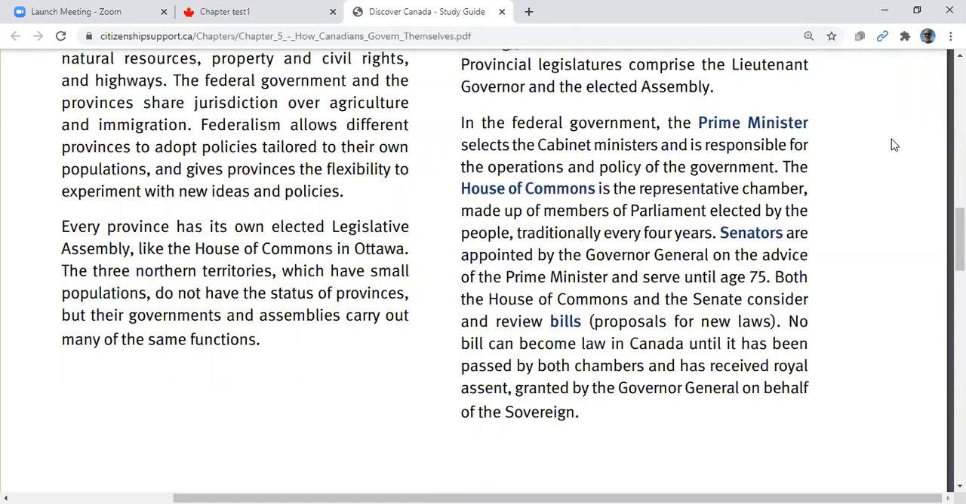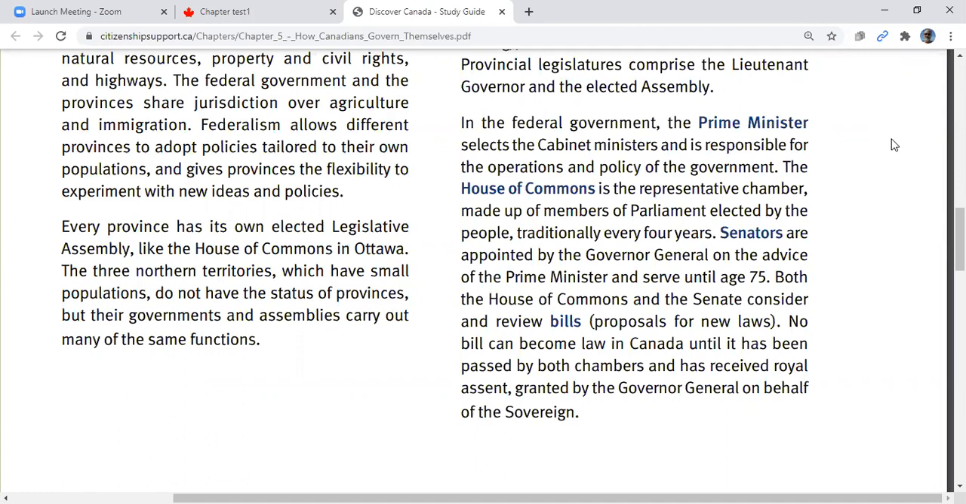And then the senators, they aren't elected. They are appointed. That means they are given the job. So the prime minister tells the governor general, I think this person would be a good senator. And then they keep the job until they're 75 years old. So some senators have that job for many, many years. And usually they are smart people who have done good things for Canada. So those are the two parts: the House of Commons and the Senate.